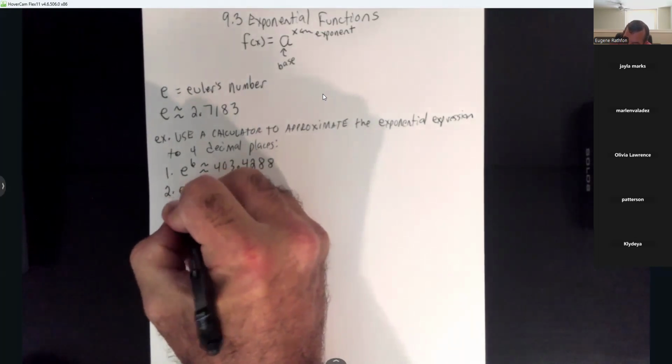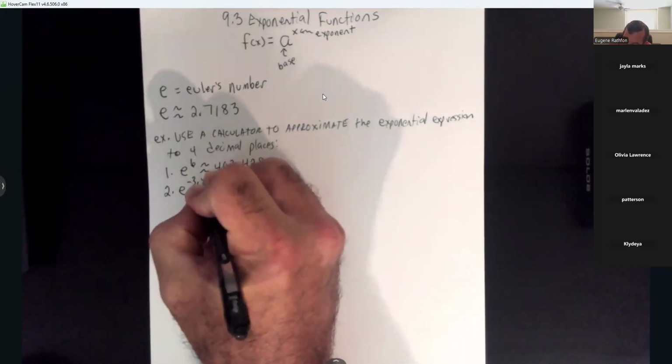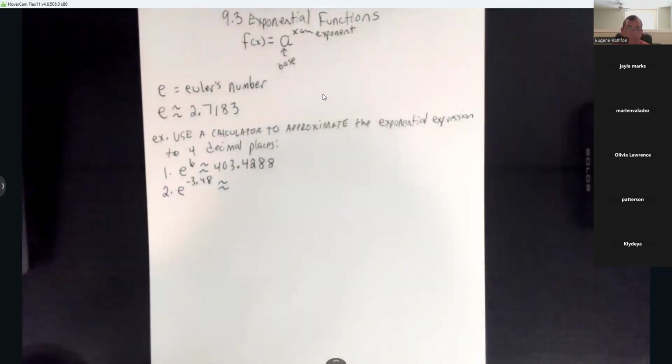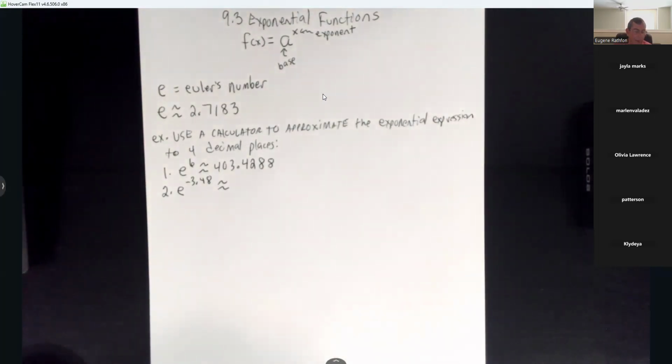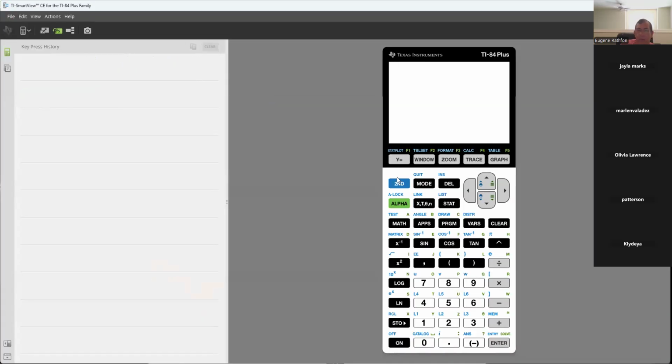All right, so they wanted you to play with one with a negative exponent. So e to the negative 3.48. And y'all, when you got negative exponents, your answers are going to be really, really small numbers, okay? So let's go share that one and go to the calculator. I'm going to clear all that off. So I'm going to hit second LN to get the E with the exponent and then put in a negative 3.48. Hey, y'all, let's hit enter.